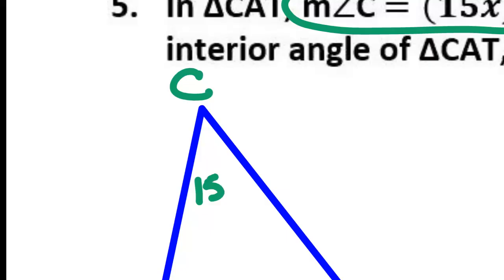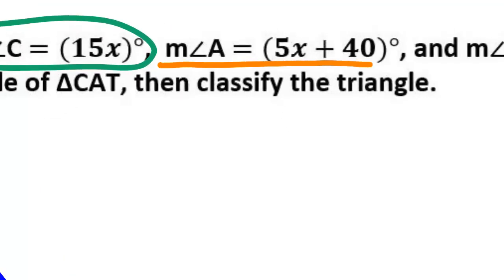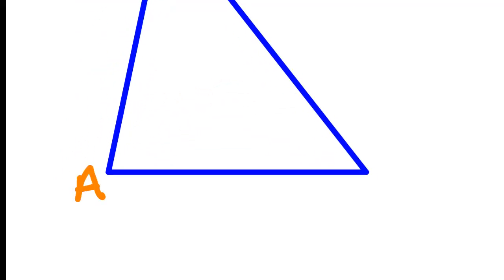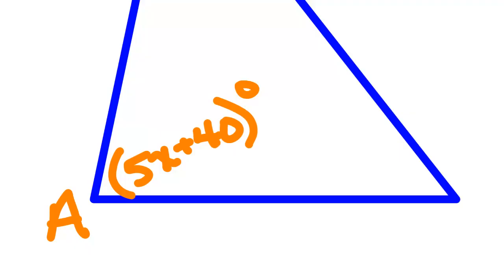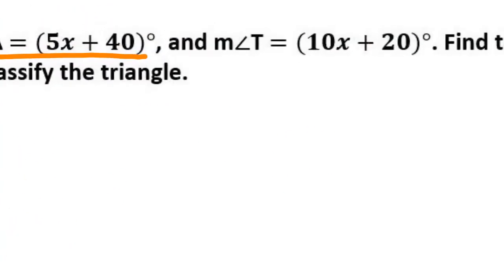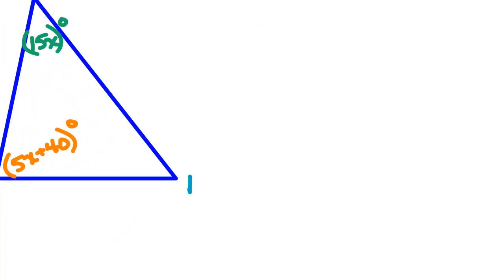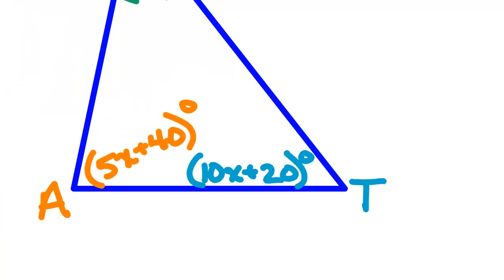We will put 15x degrees in this angle. It says the measure of angle A is 5x plus 40 degrees. So I'm going to pick one of the other angles. Let's call this one down here angle A. And that is 5x plus 40 degrees. And then we also have angle T, which is 10x plus 20 degrees. So here's T, 10x plus 20 degrees.